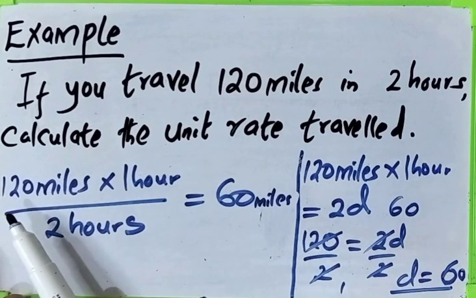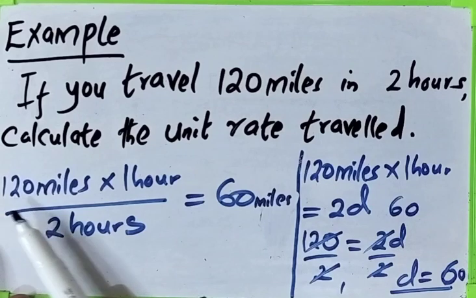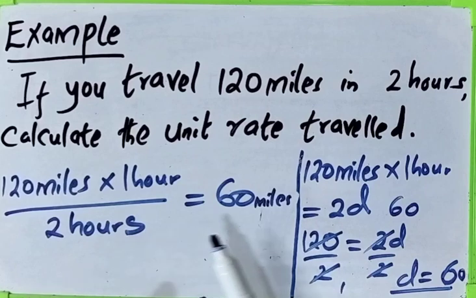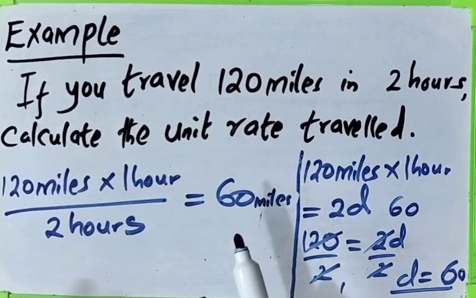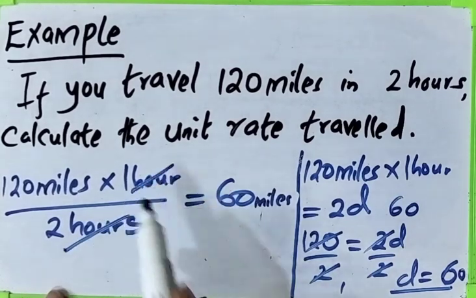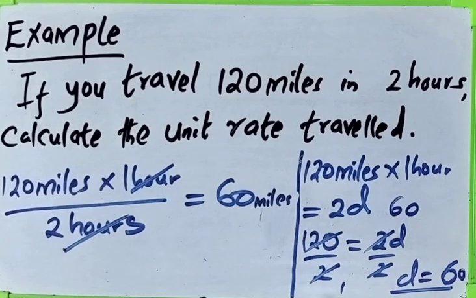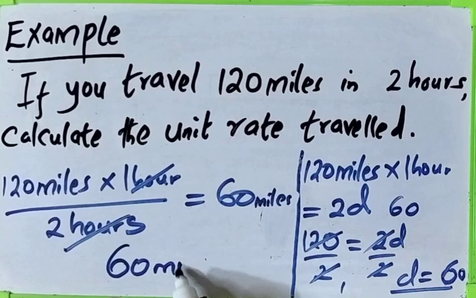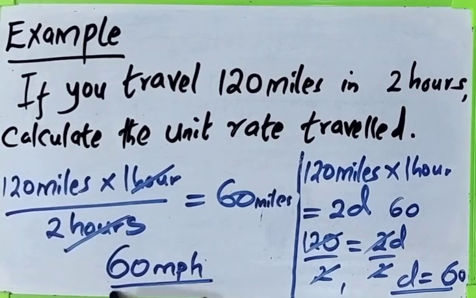If we say 120 times 1 hour, divided by 2 hours, we'll get 60 miles, because hours cancel with hours, and so we can say that in 1 hour you traveled 60 miles. So we shall call it 60 miles per hour. That is our first example.